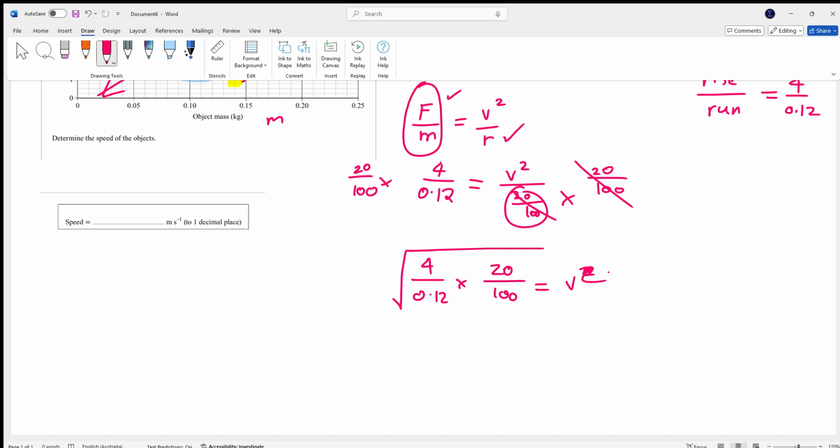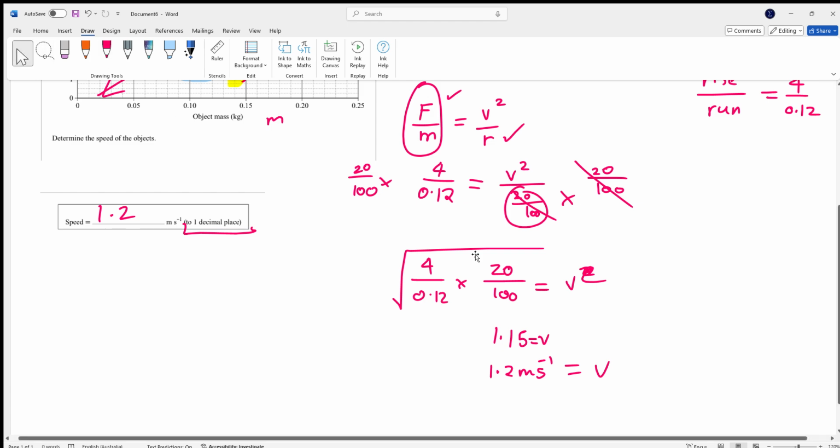So we just have to chuck that into our calculator. Square root of 4 over 0.12 times 20 over 100. This gives us approximately 1.15 meters per second. Now they want 1 decimal place, so we would round this up to 1.2 meters per second, which is the velocity. So 1.2. And that's how you answer this question on the exam.